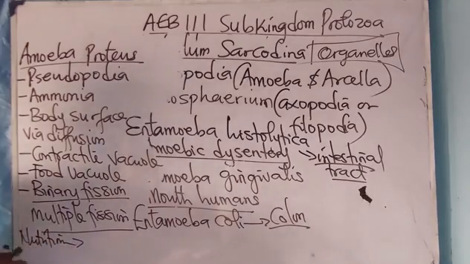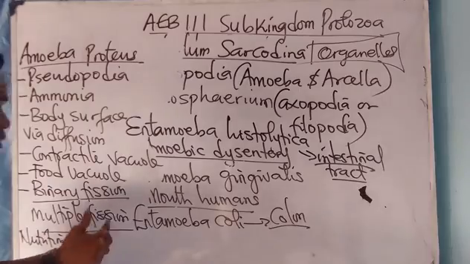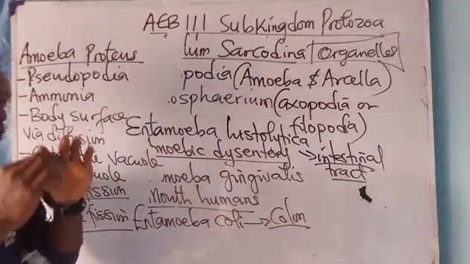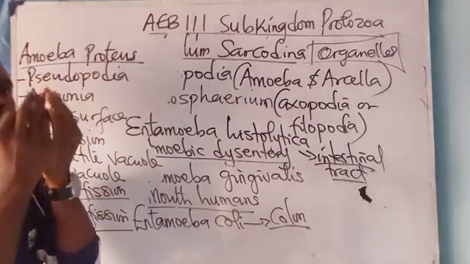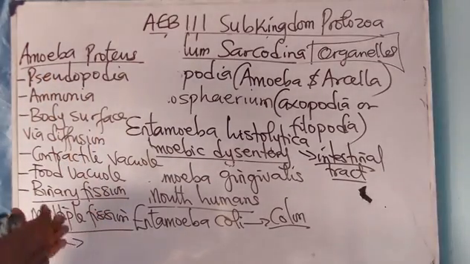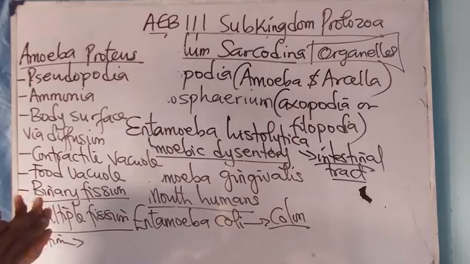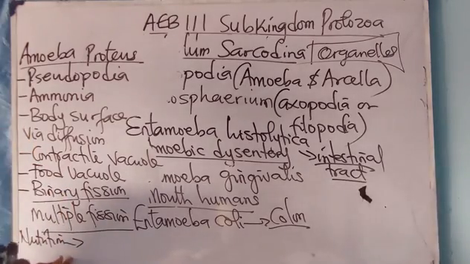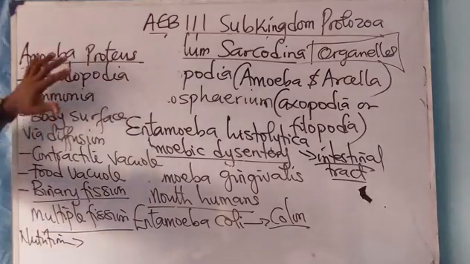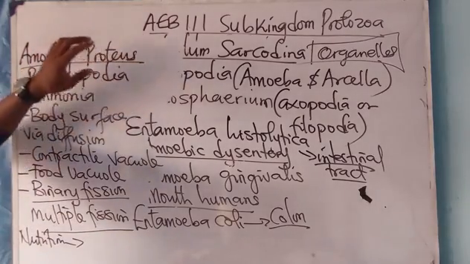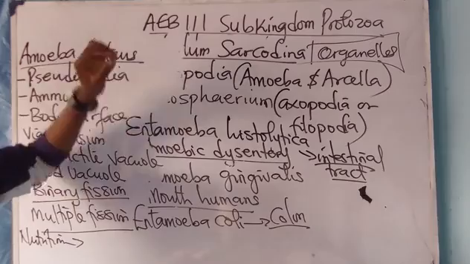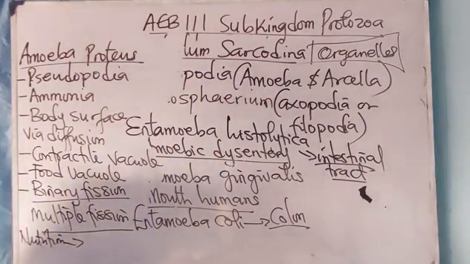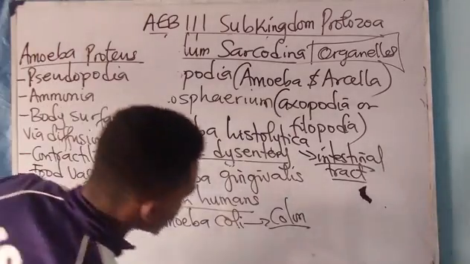Now, amoeba feeds on smaller organisms like diatoms and planaria by engulfing them. It undergoes a type of phagocytic feeding. It engulfs them. So that is how it feeds. So that is all about Amoeba proteus, which is a major member of the subphylum Sarcodina. Take note of that.